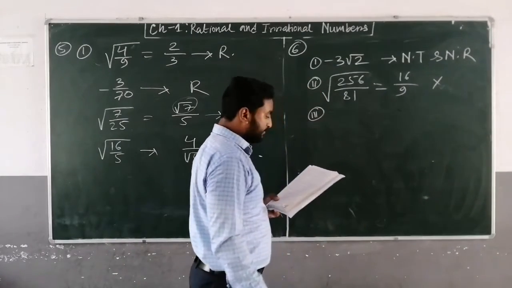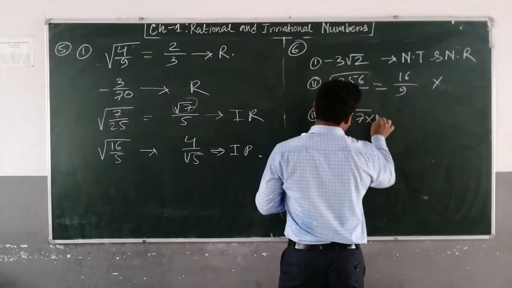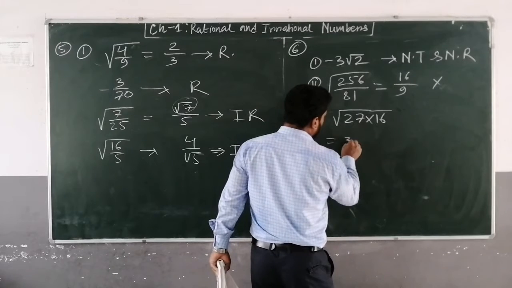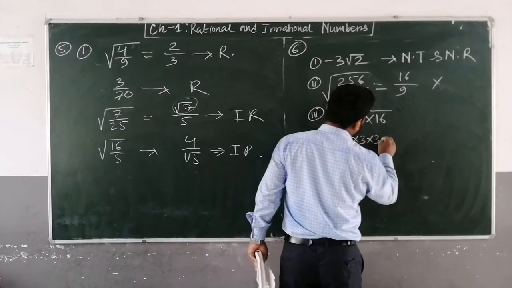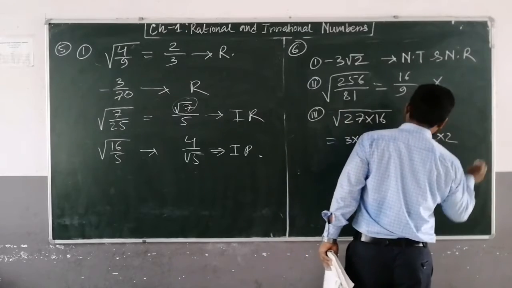Third part, under root 27 into 16. Okay, so this is equal to 3 into 3 into 3 and this is 2 into 2 into 2 into 2.